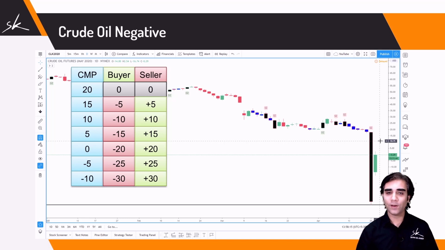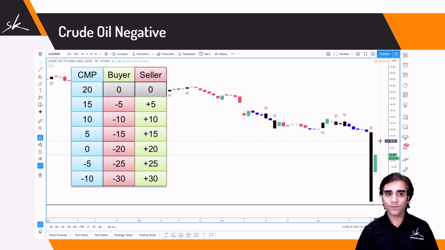It's not that the crude oil in reality went into negative. It's just that these futures contracts which were open, the buyers wanted to close them, and to close that contract and not take the delivery, they started taking bigger losses, and while they were taking those bigger losses, the current market price went to negative. So it's not that the crude oil actually went negative.